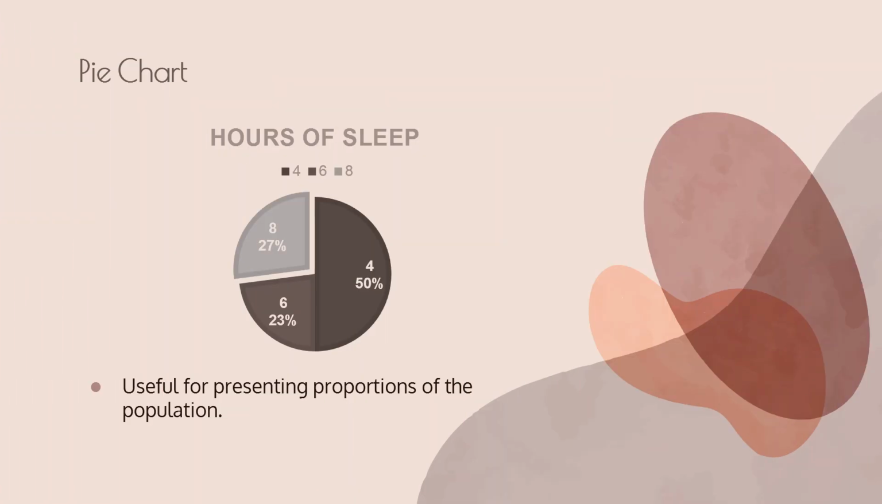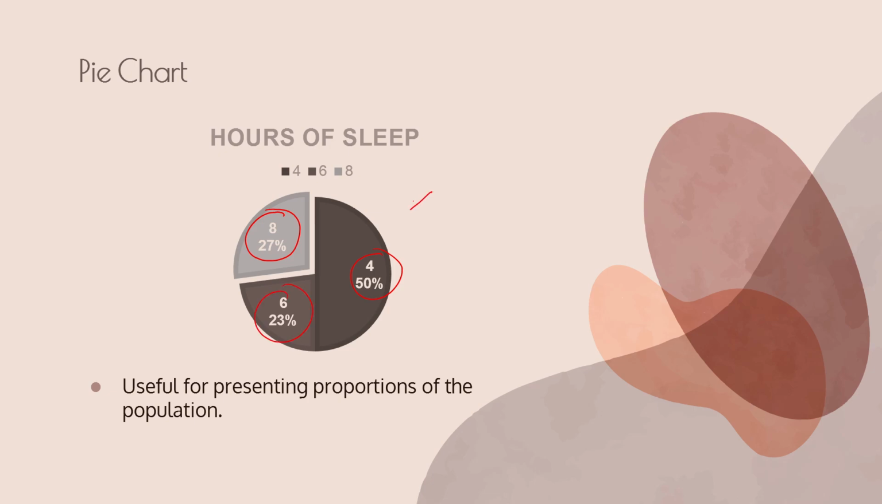First is your pie chart. So your pie chart is very useful for representing proportions of the population, and this is very useful if we want to present how much of our observations covers the entire population.